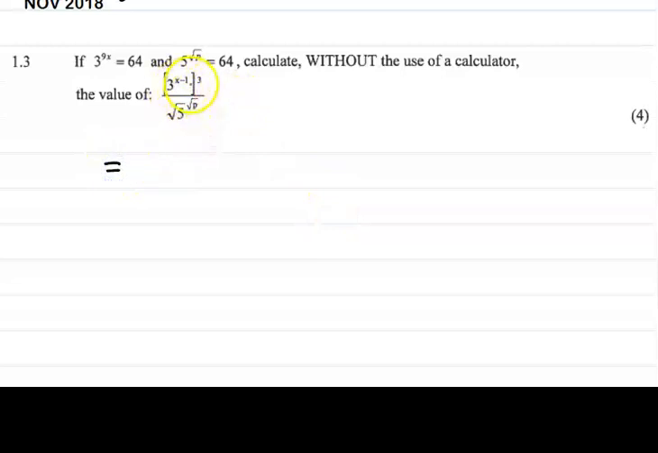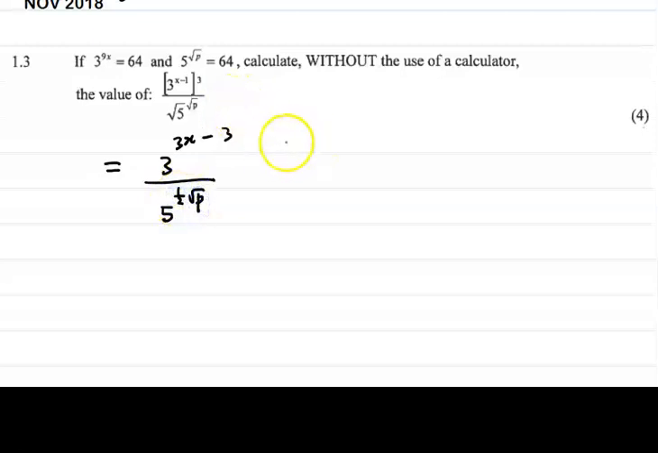So here, 3 to the x minus 1 raised to the power 3, we're going to multiply this index with this power, so it will be 3x times 3 is 3x, and minus 1 times 3 is minus 3. And here we're left with the square root of 5 raised to the square root of p. So that's going to be 5 to the half times the square root of p.